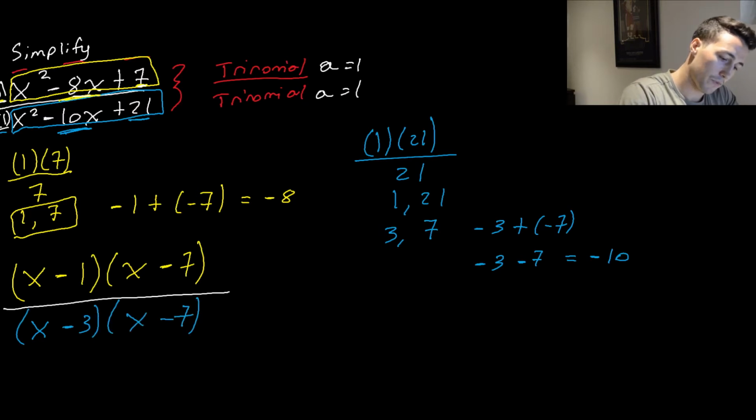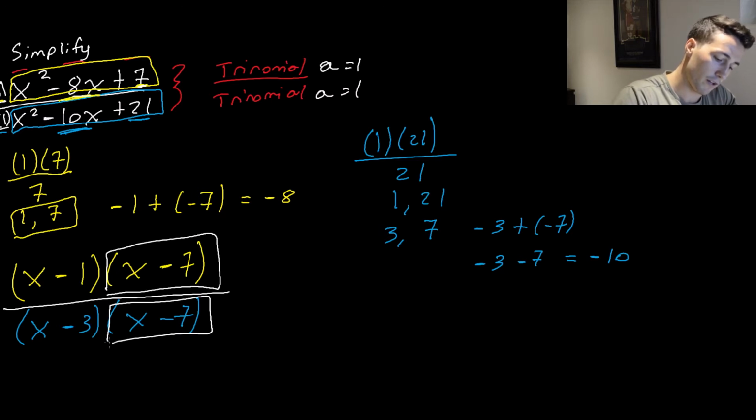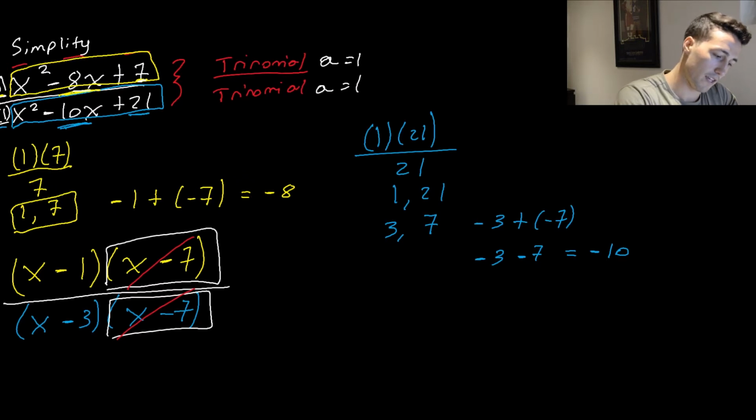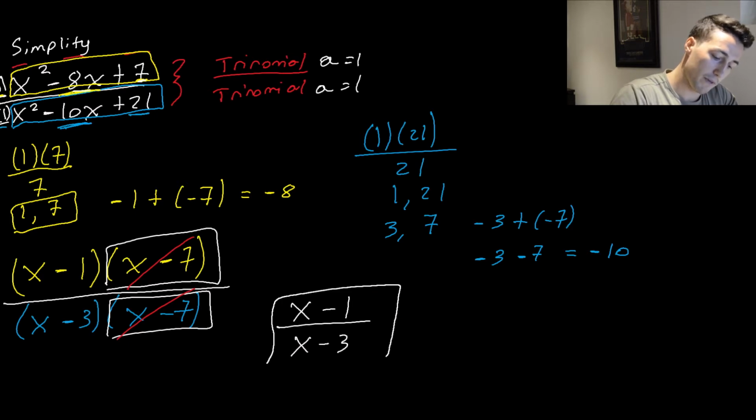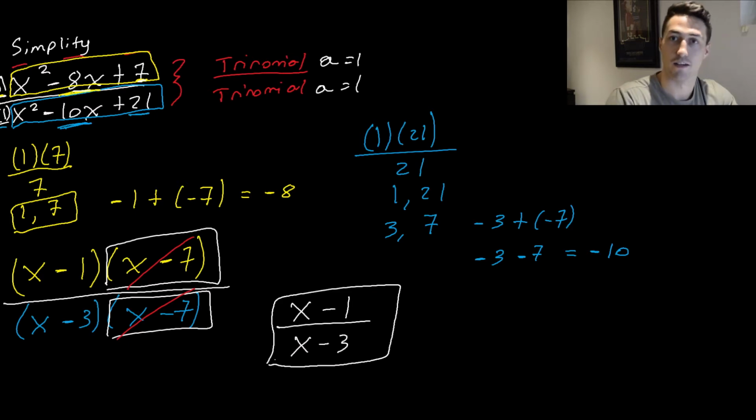And here you can see that this whole term and this whole term are the exact same. So it's basically equivalent to saying 1 over 1. So we can just cancel that out. And then we can write the expression as x minus 1, I'll write it over here as the final product, x minus 1 divided by x minus 3. So that would be the simplified rational expression using our factoring tools.